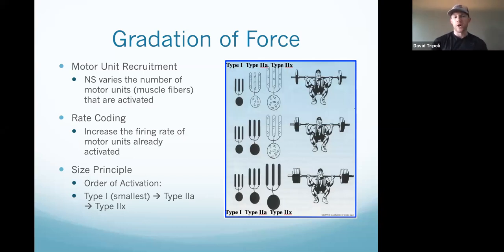Then you have rate coding. This is how quickly those motor units are being activated. Okay. So again, that signal, the faster it is, the more contractions you're going to have. Right. So sometimes you need a lot of that signal, a strong signal to get everything going together, or a weaker signal because you're able to overcome it. And then you have what's called the size principle, or the order of activation. So type 1 to type 2A to type 2X or type 2B, right? So you're working through that as you go.